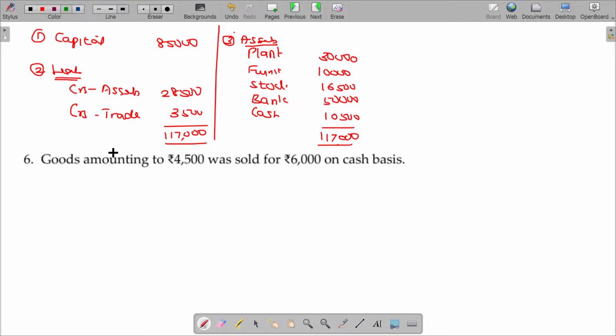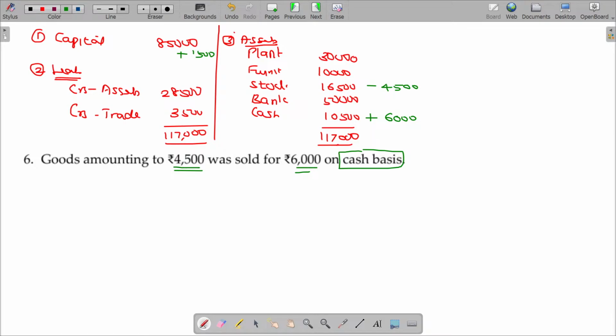Goods amounting to rupees 4,500 are sold for rupees 6,000 on a cash basis. So goods will decrease by how much? 4,500. Your cash increases by 6,000. Any decrease will have an equivalent increase also, but there is a difference of 1,500. What does it mean? Profit. Profit is for whom? For the owner. So it may be adjusted in the capital.